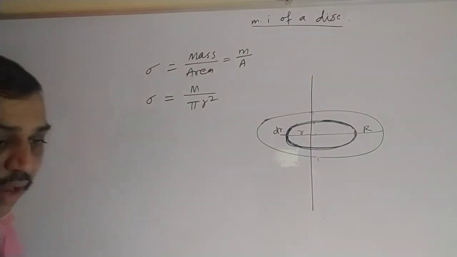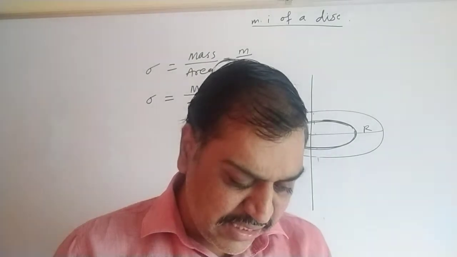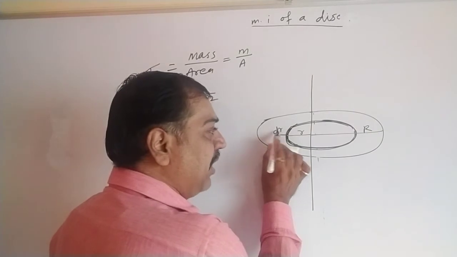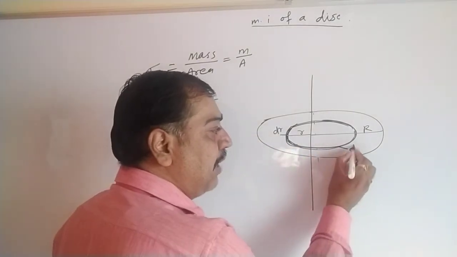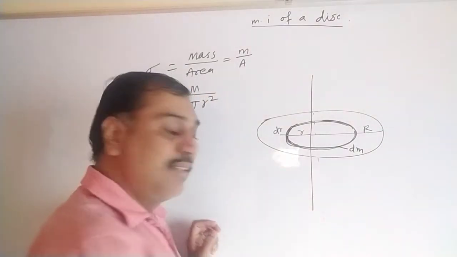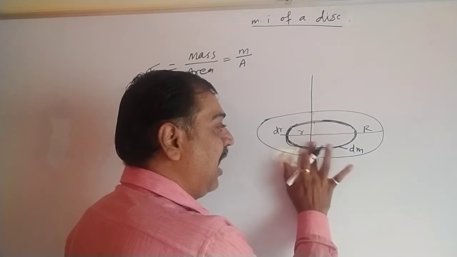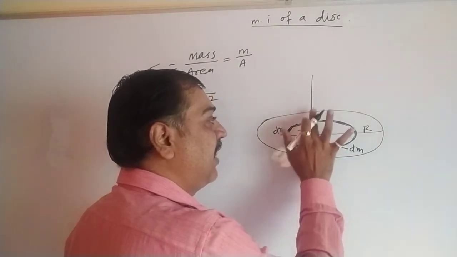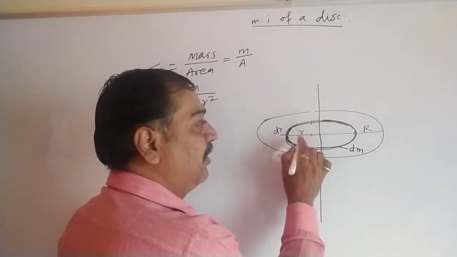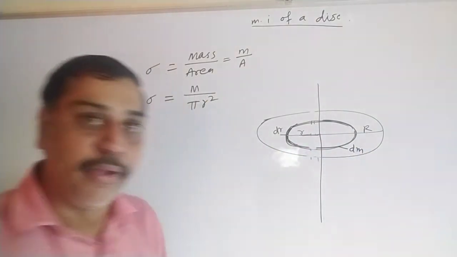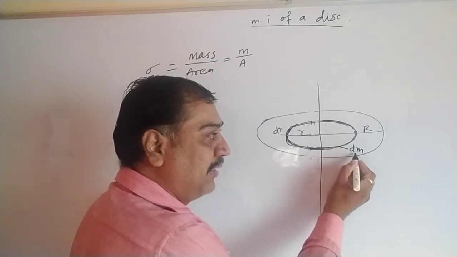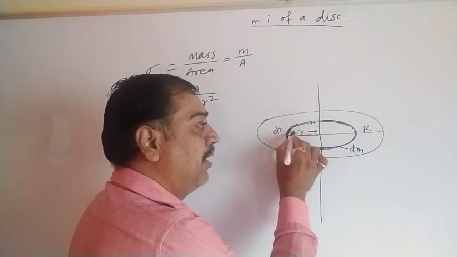Now let's go further. Let us consider this whole disk consists of one small disk having a thickness dr, having a mass dm, having a radius small r. Basically, this axis is passing through the center. So suppose here somewhere is the center and this is the axis passing. Now this is r, this again r. So this inner disk consists of mass dm, radius small r and a thickness dr.